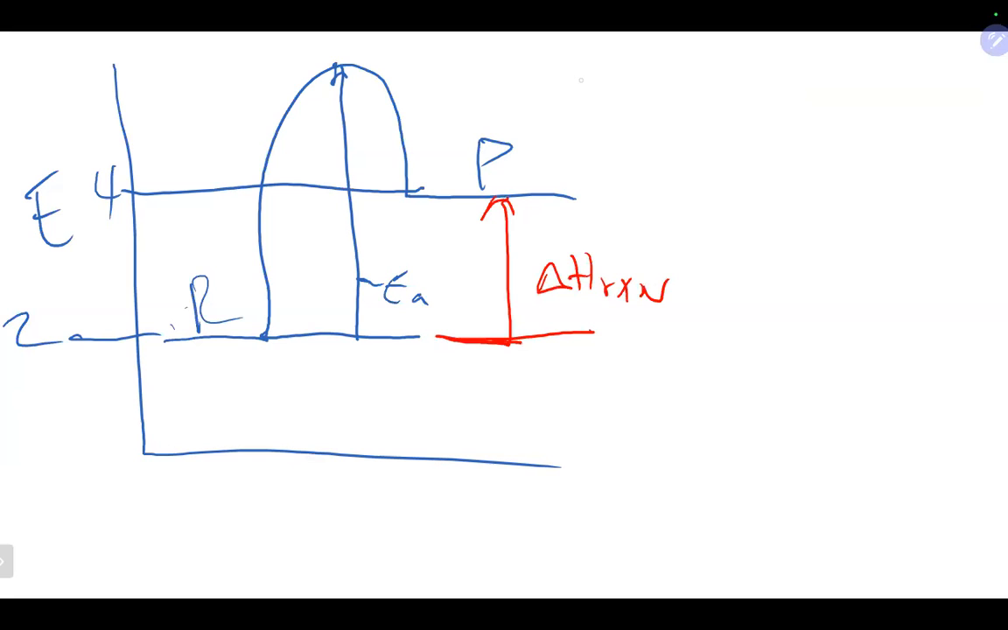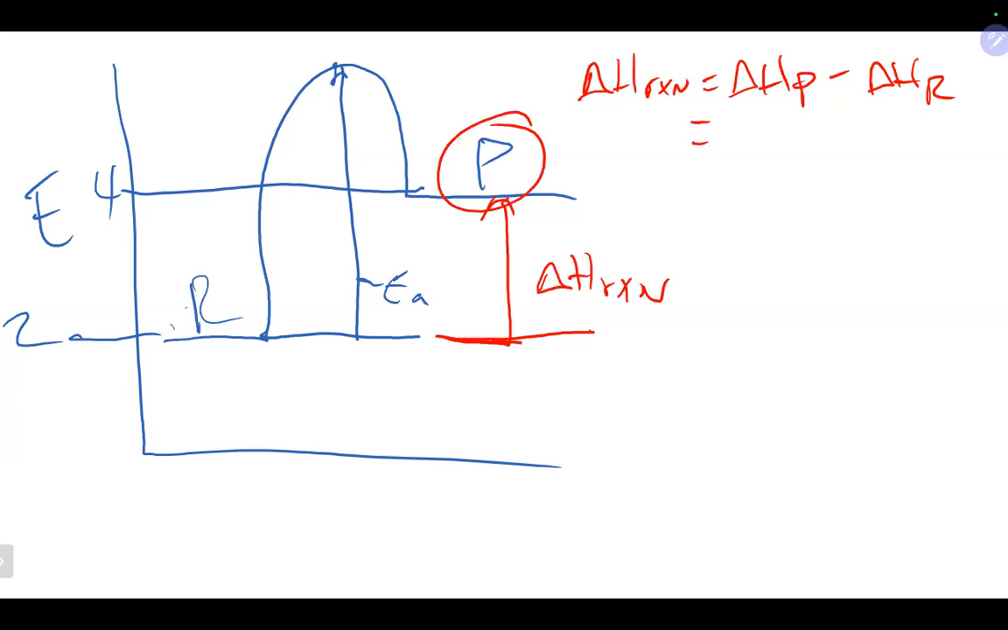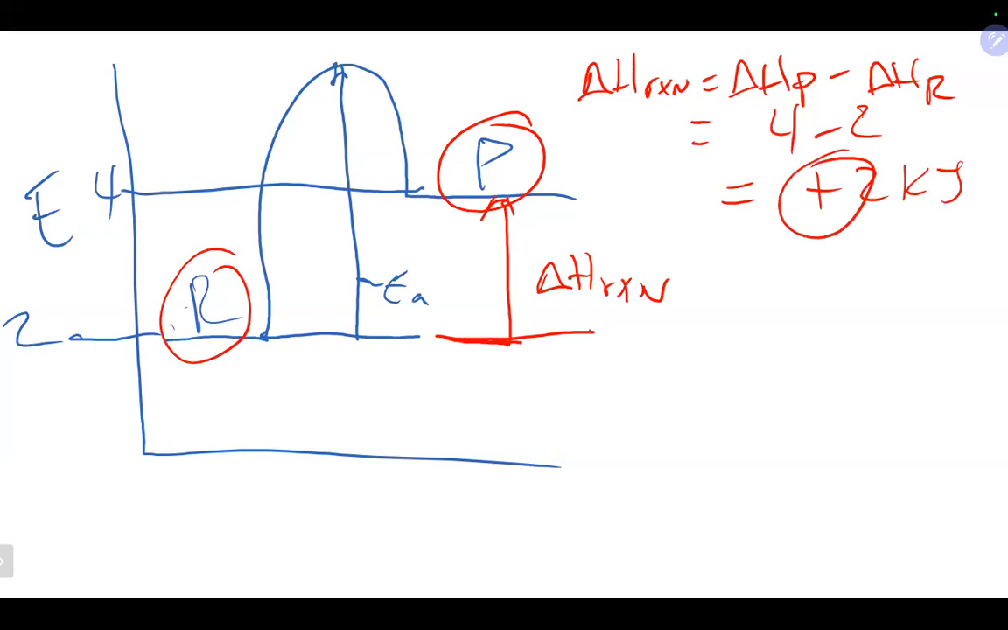So if we did that, our delta H of our reaction is the delta H of our products minus the delta H of our reactants. With my made up numbers here, my products would be 4 minus my reactants, which would be 2, gives me a positive 2, say, kilojoules. Again, a positive number tells us it is an endothermic process, which is what we see on this particular graph. Any questions on that?